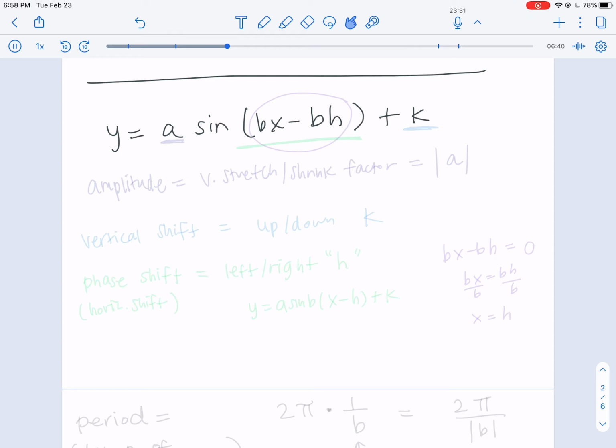Okay. So this a value, the vertical stretch or shrink factor, is also known as the amplitude. Amplitude, so it's the vertical stretch or shrink factor, right? But it's going to be the absolute value of a.